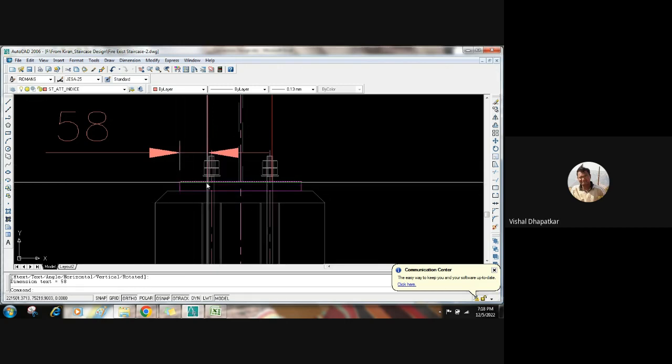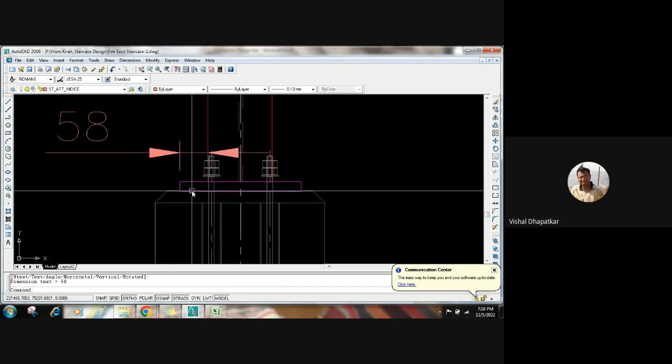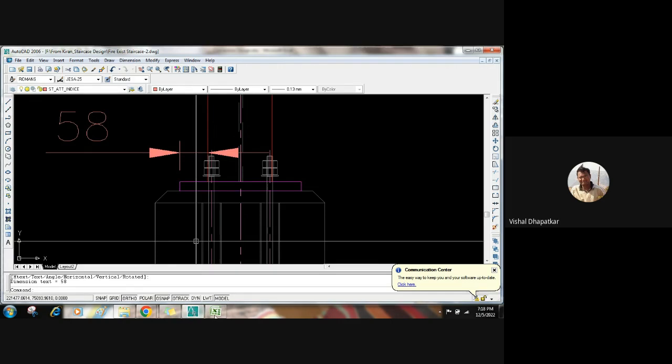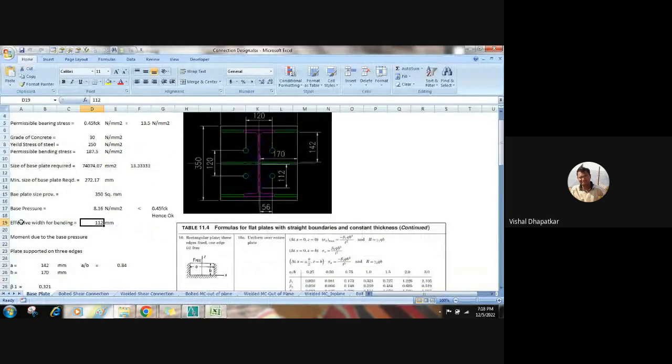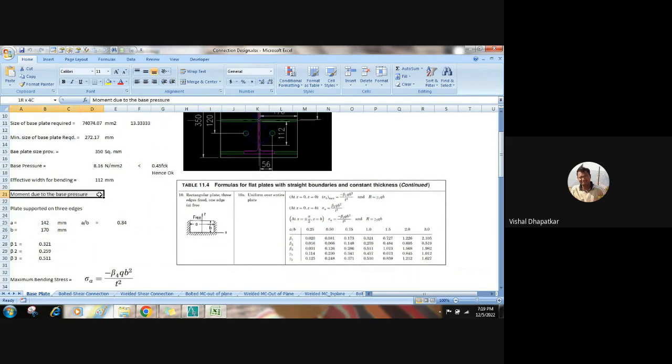So for this cantilever part, we have to work out the thickness of the plate by calculating the moment. How will we calculate that? The effective width for the bending is how much? This is 112. First we will calculate the moment due to the base pressure.